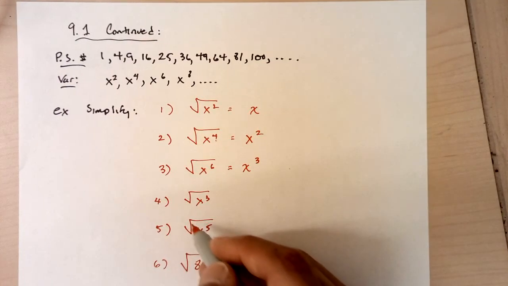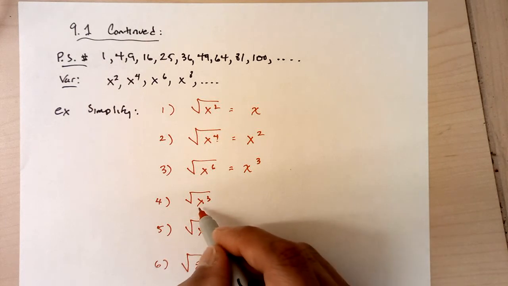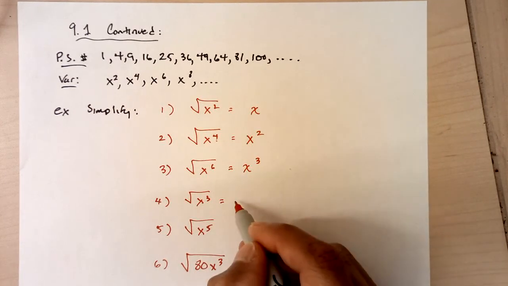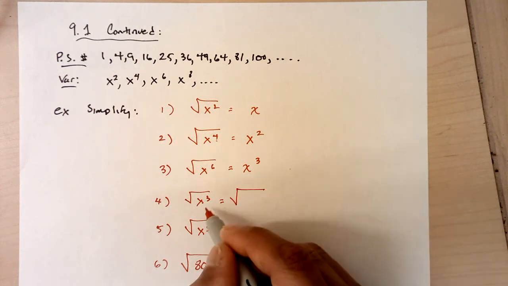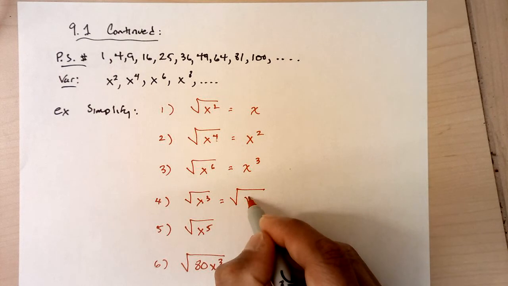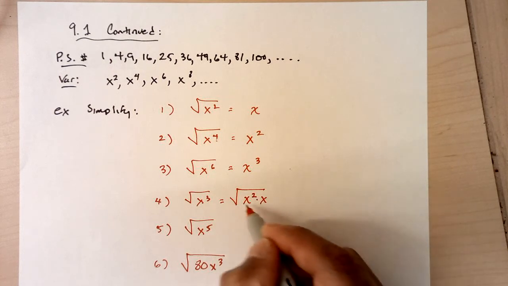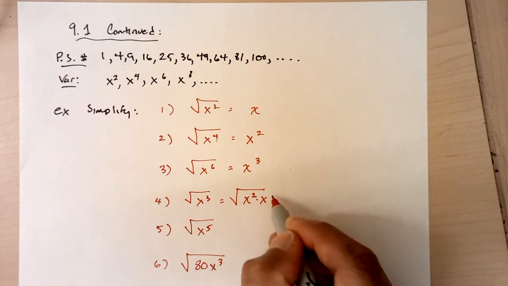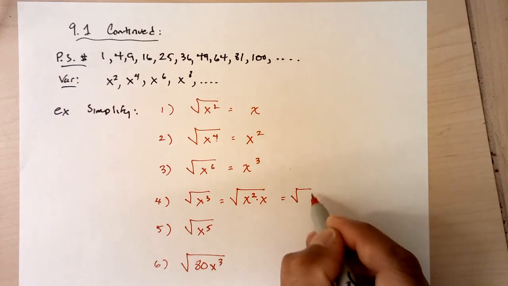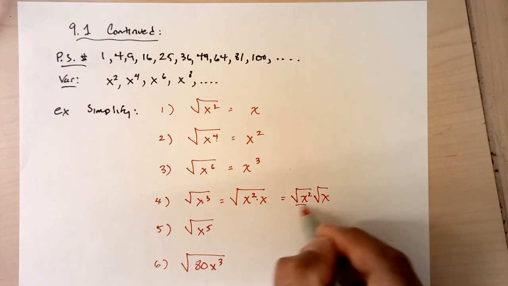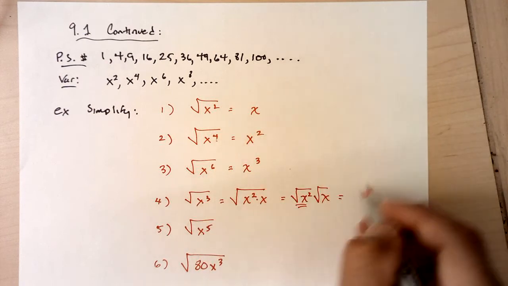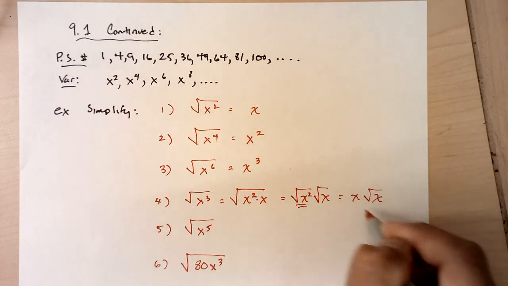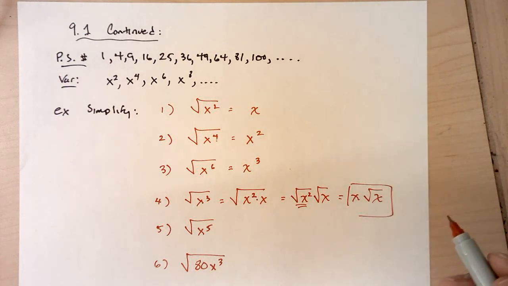We run into a small problem if we have an odd exponent, the square root of x to the third. But I could break that up. I have to go back to chapter 6 and remember certain properties of exponents. X cubed is the same as x squared times x, because if I were multiplying these, I would add the exponents. There's an implied exponent for the x of 1. And then I could break that up like I do with numbers into the square root of x squared times the square root of x. The square root of x squared, like we saw in number 1, is x. So x root x is what it would simplify to.